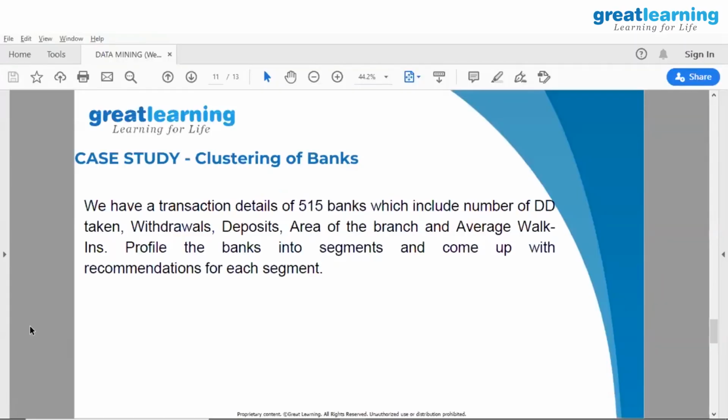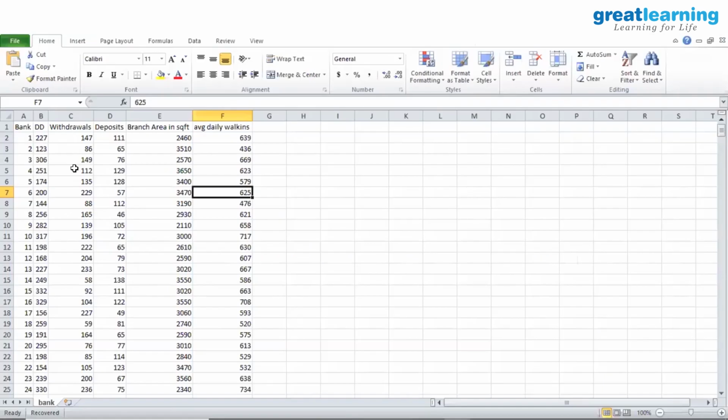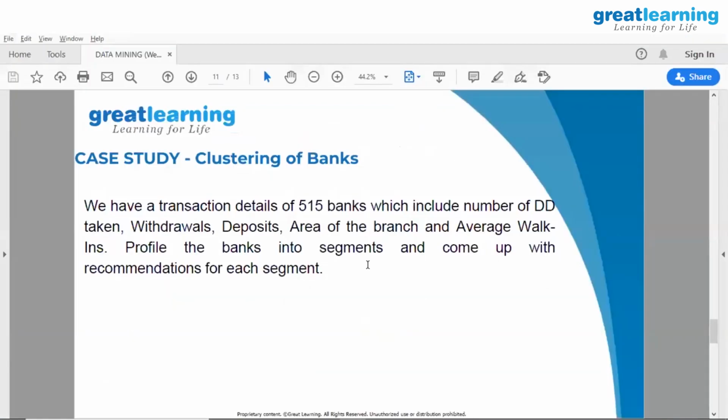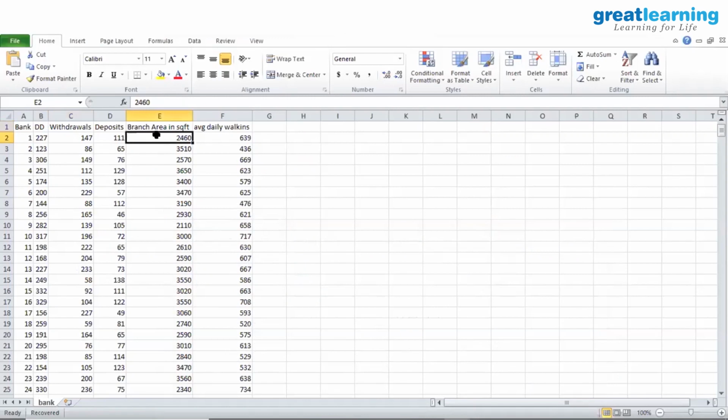And come up with the recommendation for each and every segment. It's not that splitting the segment alone is enough. Right now, let us first see what is the data. So we have 515 bank records present, and for each and every bank, what is the number of demand drafts taken, withdrawals, deposits. Take this as a time frame, for example, you take it as the last 1 month, right? The time is not given. What is the branch area in square feet?